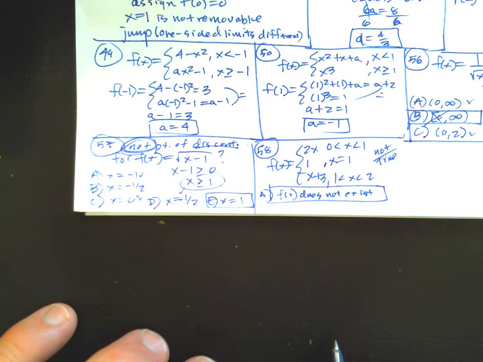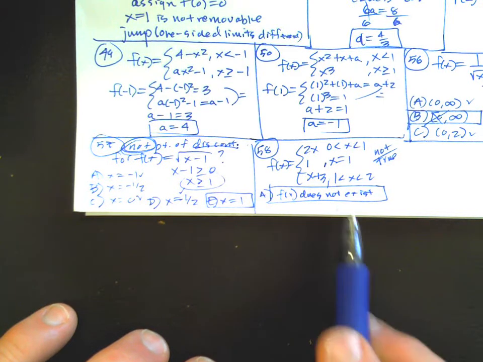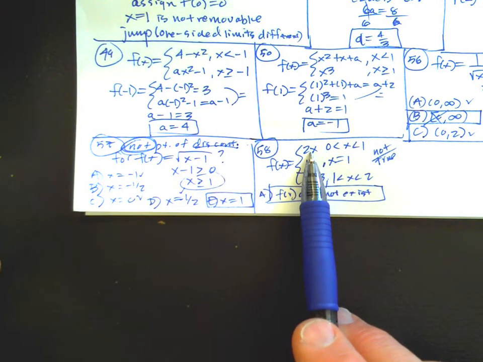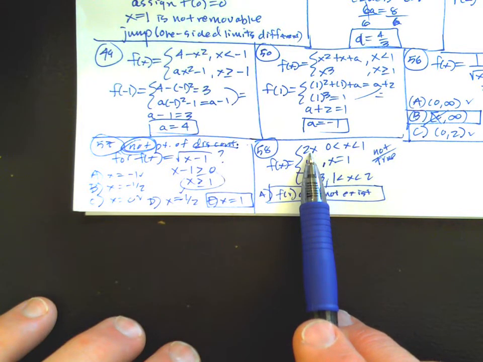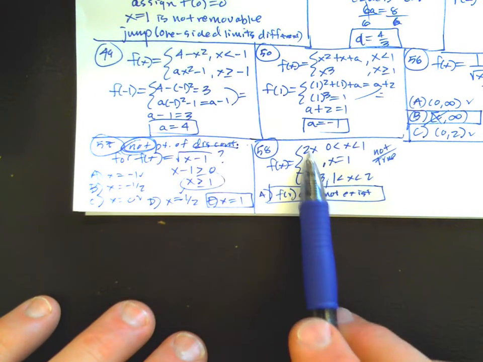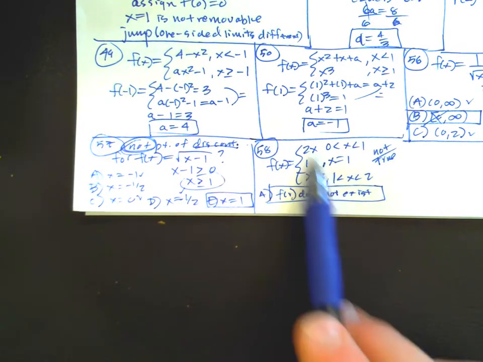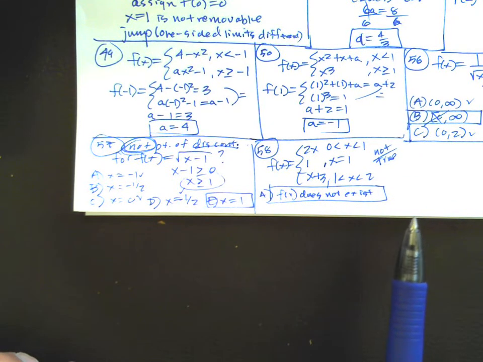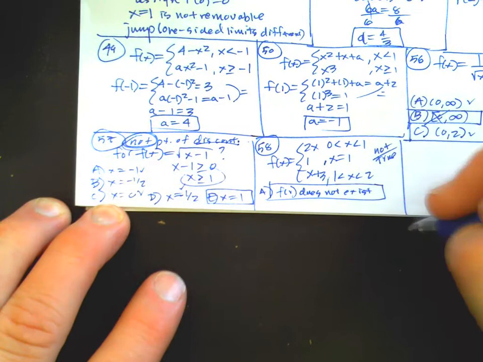B says the limit as x approaches 0 from the right side exists. That's true. Approaching 2 from the left side, that's true. Approaching 1 from both sides does give you the same value. Both sides agree, so that's true. Anyways, A is the one that's not true.